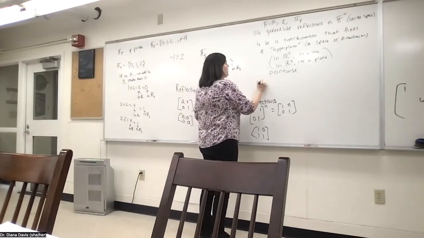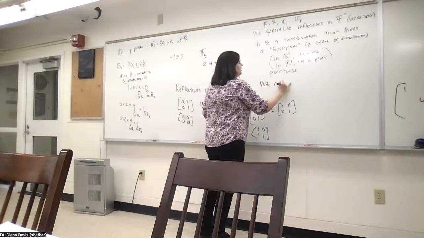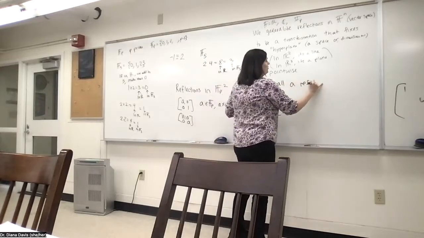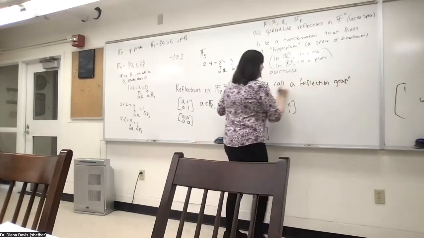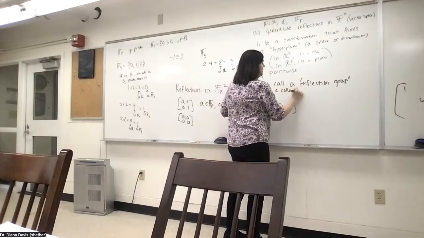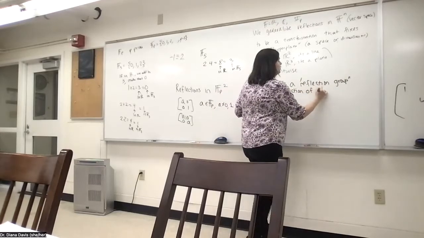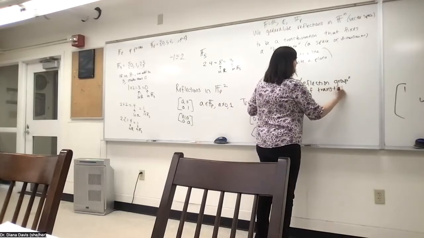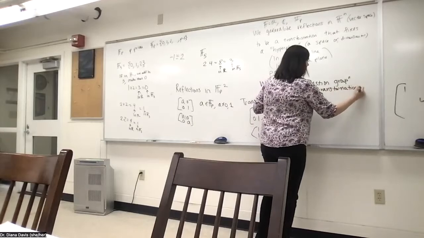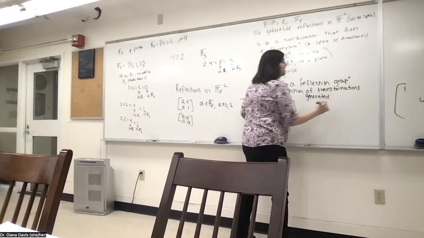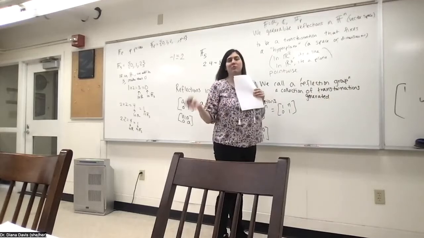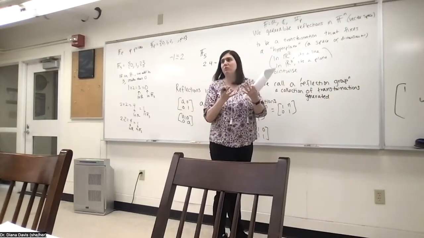So we call a reflection group a collection of transformations generated by reflections. So rotations are part of a reflection group, though they are not themselves a reflection, because you can create them with 2 reflections.